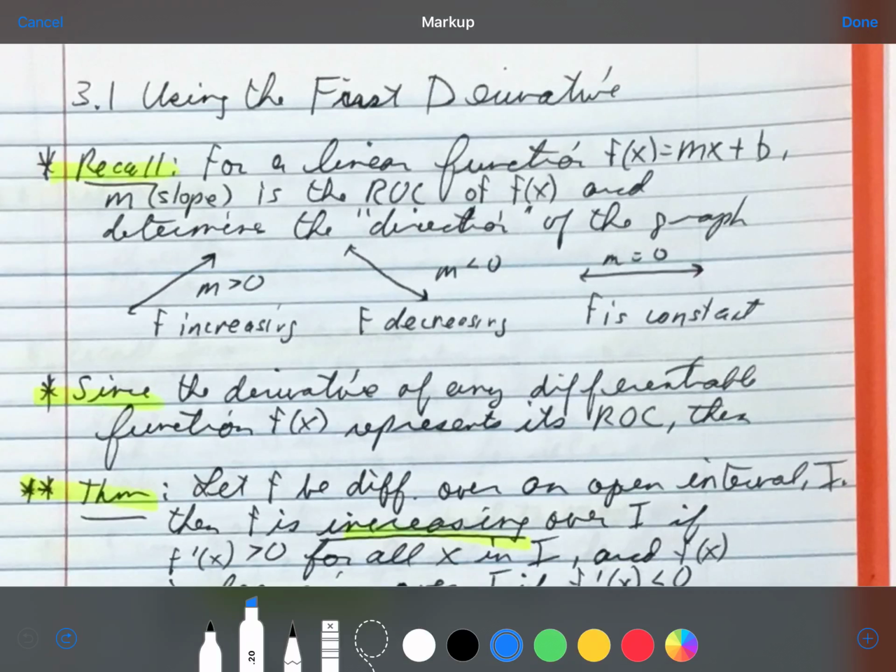So recalling from algebra, we talked about linear functions and how our linear function f of x equals mx plus b, right? Where m is our slope, it's the rate of change of that function. And it determines the direction of the line, it determines the direction of the graph. So we have positive slope, we have an increasing function, negative slope, we have a decreasing function, and we also have zero slope, where our function is constant.